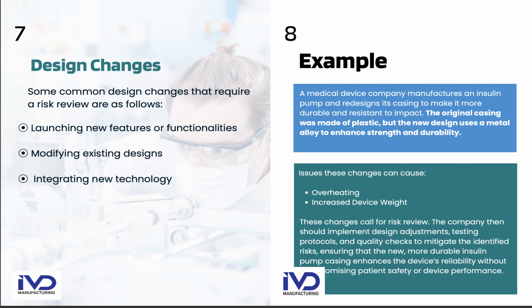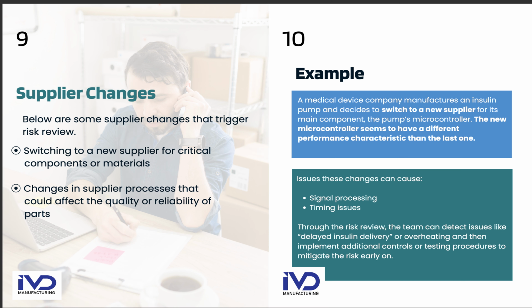Now let's talk about the supplier changes. As you know, my friends, whenever you change your vendor related to a certain design of the manufacturing against a required BOM, you need to perform a risk analysis. What are a few of the changes which trigger the risk review? The first change which triggers the risk review is when you switch to a new supplier for the critical components or the materials, or a change held at the supply processes that could affect the quality or the reliability of the parts.